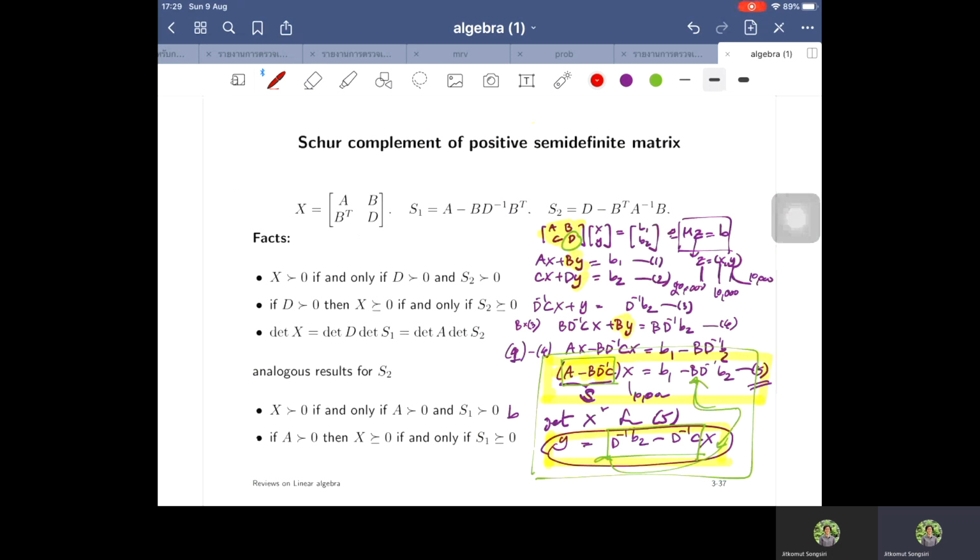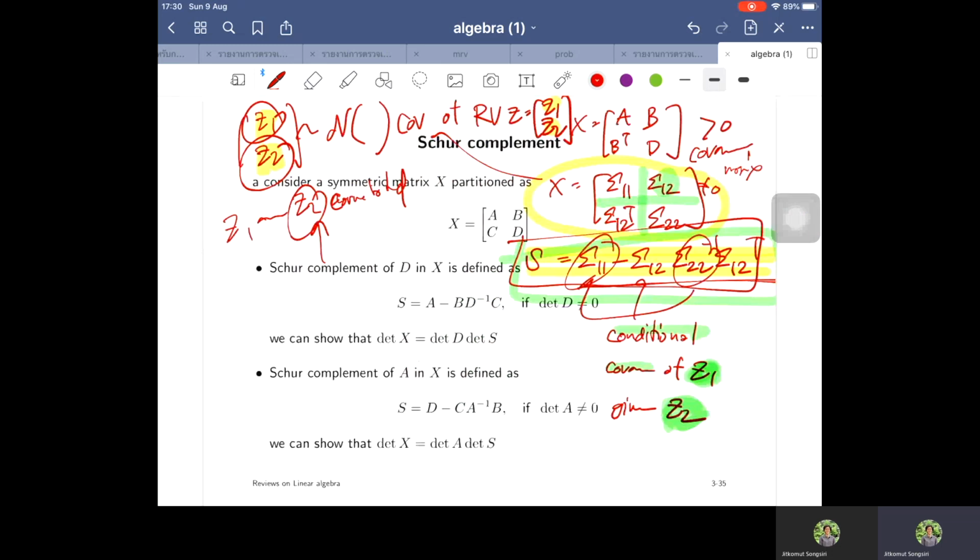The results of Schur complement have many more applications. The contents can be found in any matrix analysis textbook. I'm going to explain more about the applications when we get to the random process class, the system identification class, and so on.